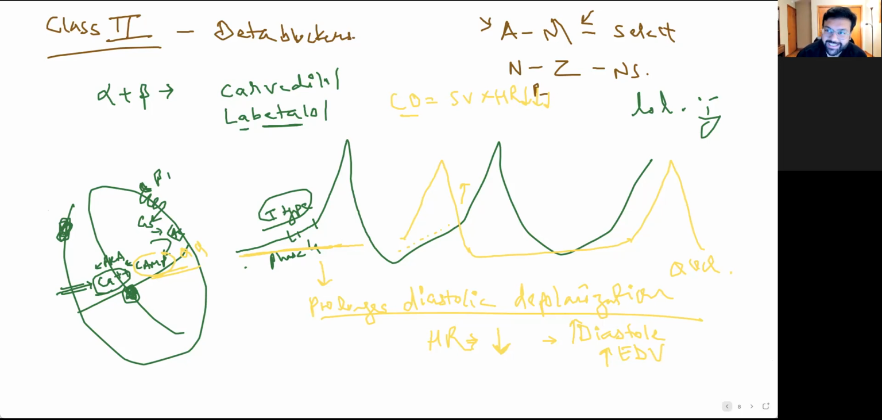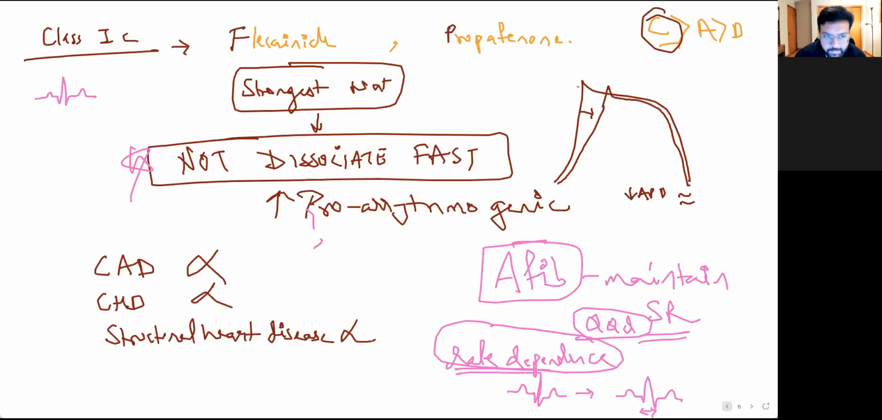And then one more question, sir. Sure. Keep asking. For class 1C, you mentioned previously about use dependence. Is it the same like rate dependence? Yes. So use dependence and rate dependence are same. So with low heart rate, low QRS. High heart rate, high QRS. I mean wide QRS.